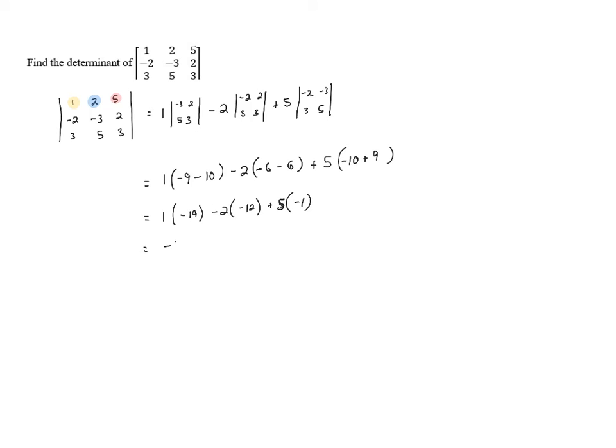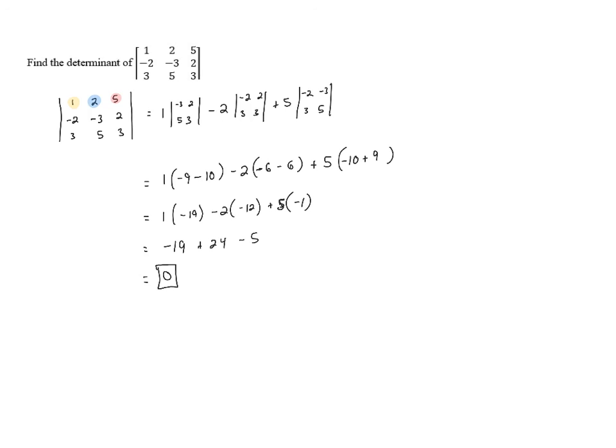When we multiply, this gives us -19 plus 24 minus 5. And -19 plus 24 is +5, and +5 minus 5 is 0. So in the end, the determinant of this original matrix is going to be 0.